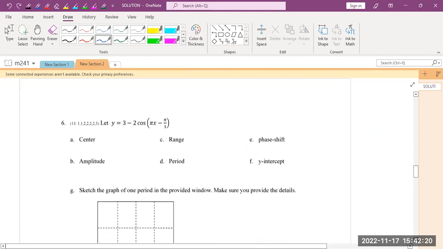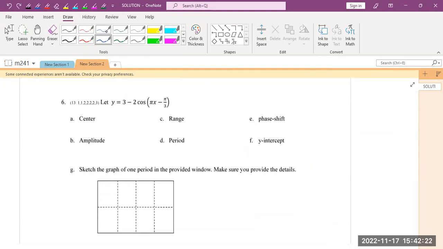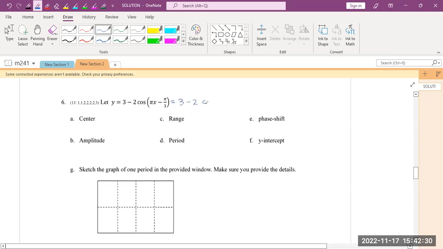Number 6. Let's factor the coefficient of the angle pi. So this will be 3 minus 2 cosine, factor the pi out, pi times x minus 1/3. So the center is 3. The amplitude is the absolute value of -2, which is 2. So the center is 3, up 2 is 5, down 2 is 1. So the range will be from 1 to 5.